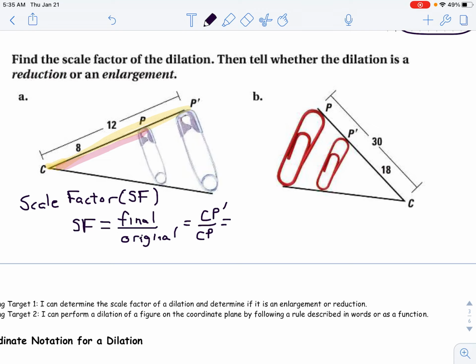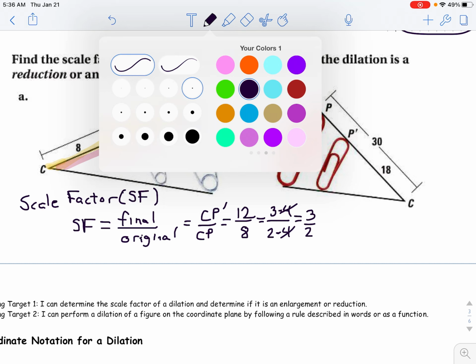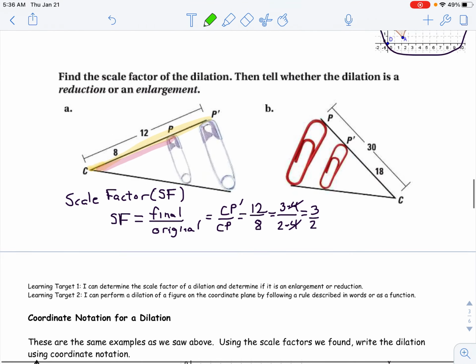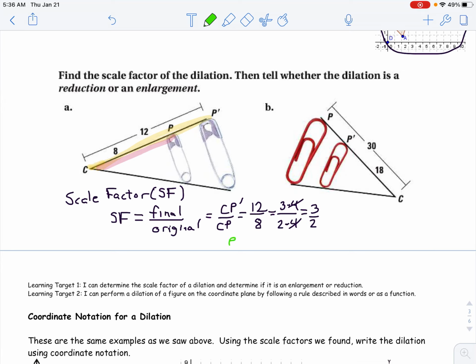So when I want to find the scale factor, I do my final length 12 over my original 8, and then I just reduce. So this becomes 3 times 4 and 2 times 4, factored out of 4, and it just becomes 3 over 2. That's a lot of writing. If you just wrote 12 over 8 and 3 over 2, yeah, I get it. But I'm going to be writing all that stuff out right now just because it's a new skill. And when you do something new, we want to be very thorough. And also we forgot to write, so 3 halves is bigger than 1, so this is an enlargement.